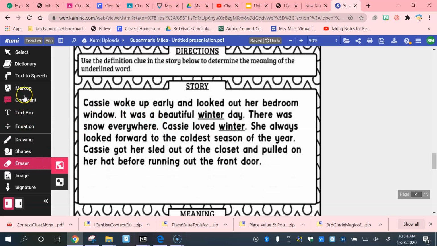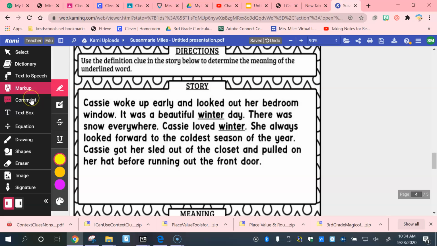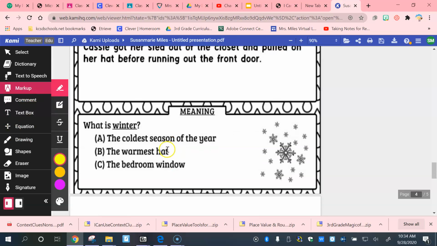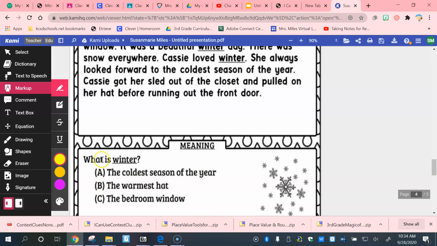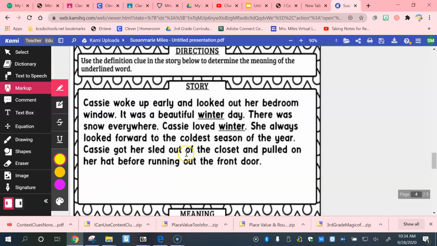Let's read the next one. Cassie woke up early and looked out her bedroom window. It was a beautiful winter day. There was snow everywhere. Cassie loved winter. She always looked forward to the coldest season of the year. Cassie got her sled out of the closet and pulled on her hat before running out the door. So let's see. Let's go ahead and read the questions. What is winter? Is it A, the coldest season of the year, the warmest hat, or the bedroom window?